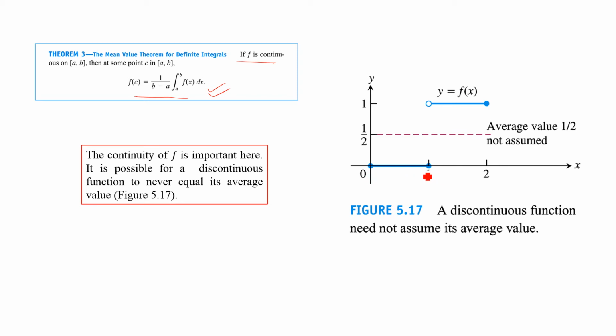From 0 to 1, the value of the function is 1. From 1 to 2, the value of the function is 2. And the average value of the function is 1.5, adding these two and dividing by 2. But this function does not assume the average value anywhere in the whole interval. So the condition of continuity is a must. This discontinuous function need not assume its average value.